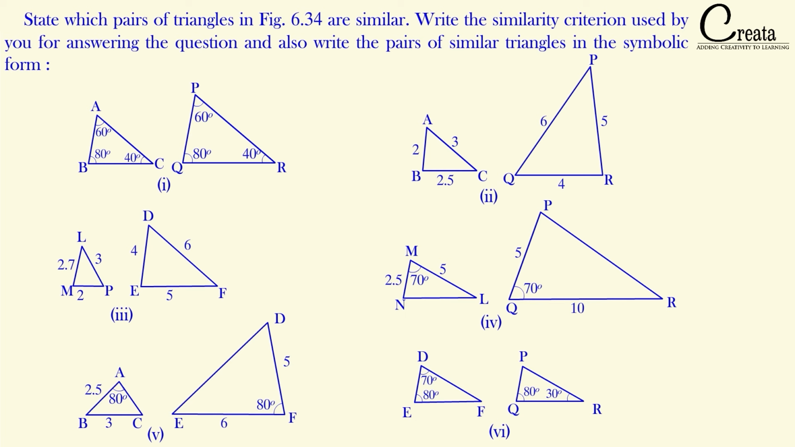Question number 1. State which pair of triangles in figure 6.3 are similar. Write the similarity criteria used by you for answering the question and also write the pairs of similar triangles in the symbolic form. So various figures are given. We have to check whether the two figures in each part are similar or not.